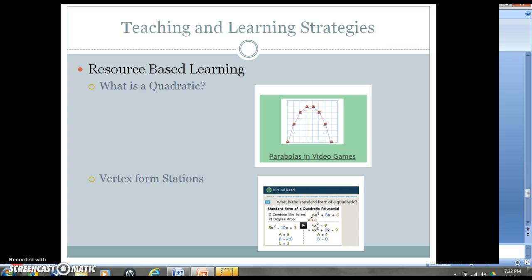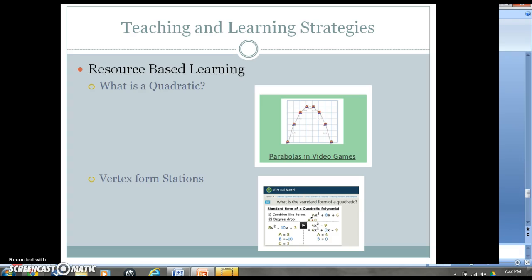There are a few teaching and learning strategies used during this unit. The first is resource-based learning. Resource-based learning is when I'll be giving the students different resources to investigate in order to answer a question. The first is on day 1 when students need to find out what a quadratic equation is. They will go to the unit Google site and click on the tab, What is a Quadratic? There will be different articles and videos for the students to watch. This will be done in the lab, and students will have headphones in order to answer this question.